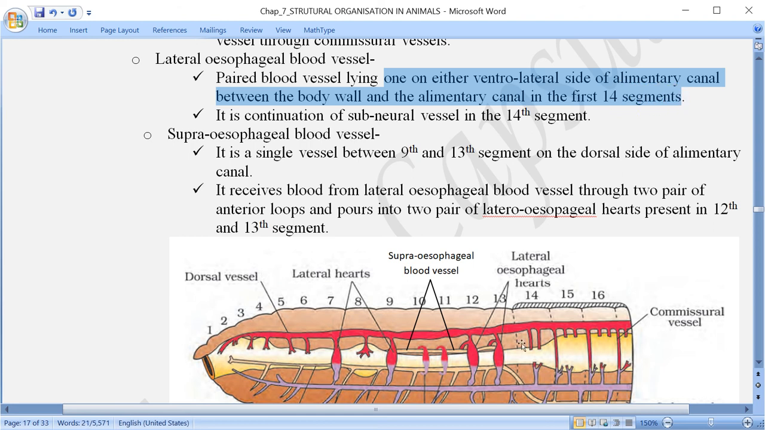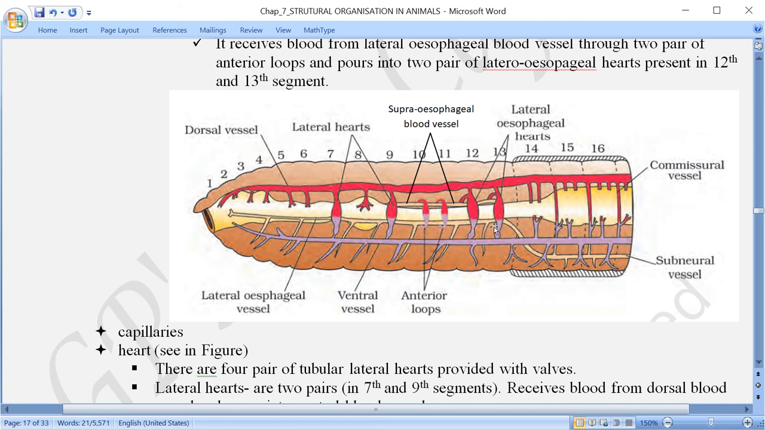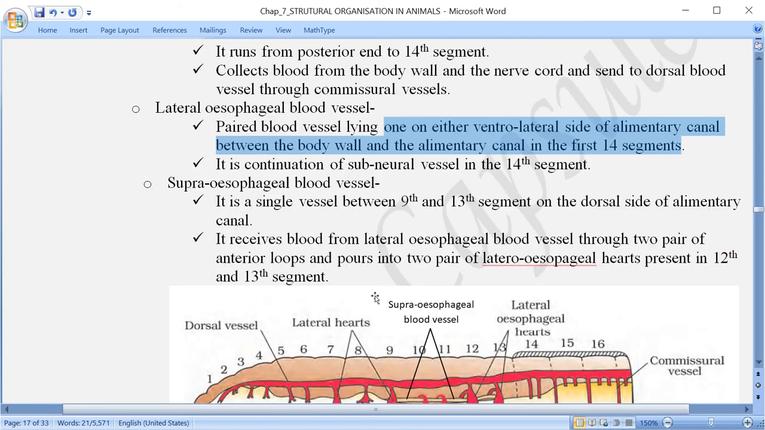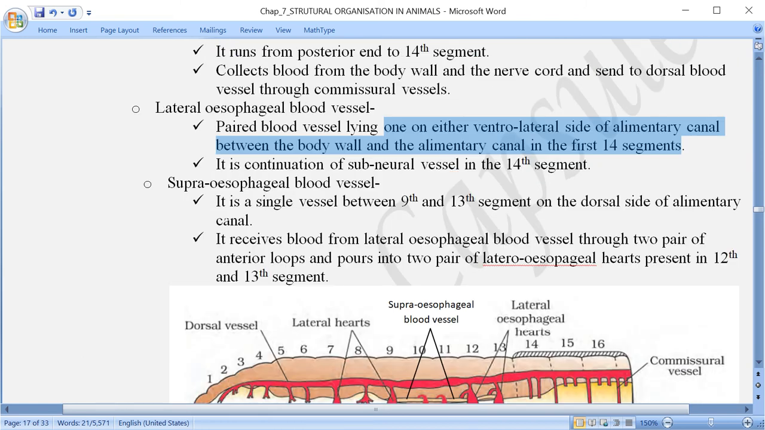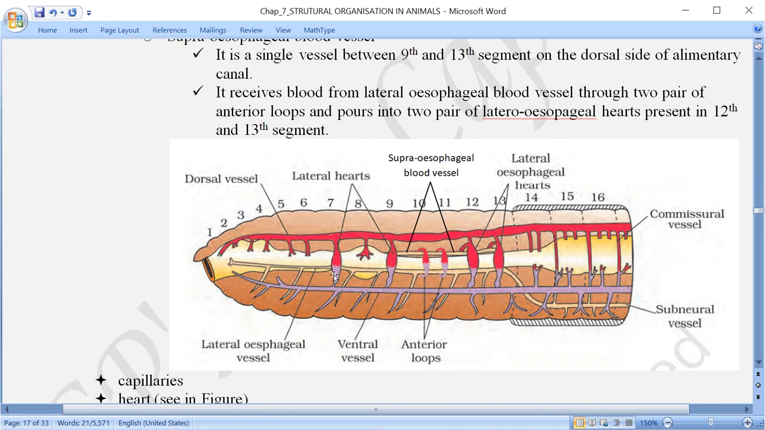मैंने इससे पहले क्या बोला था? यही बोला था subneural vessel का ये continuation है. So here, lateral esophageal blood vessel is present first of all in pair, and that also on the ventrolateral side of alimentary canal. कहाँ पर है? बॉडी वॉल और एलिमेंट्री कैनाल के बीच में. यहाँ बॉडी वॉल बाहर आ जाएगा, and this is the alimentary canal running from the anterior end, that is the first segment, let us say, to the last segment. But this vessel we are talking about, lateral esophageal vessel, is present only in the first 14 segments.